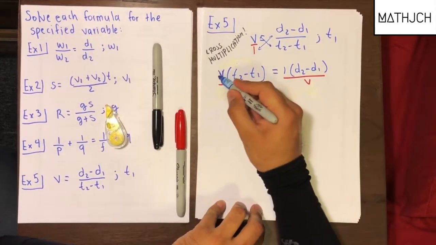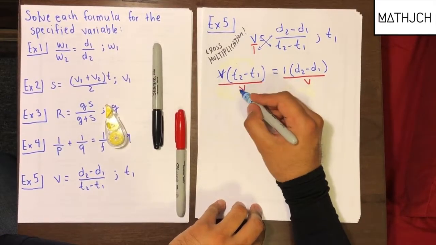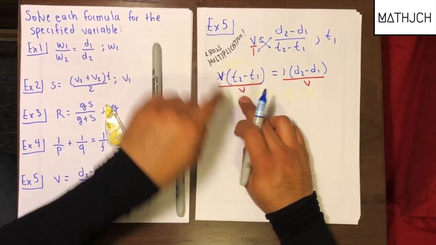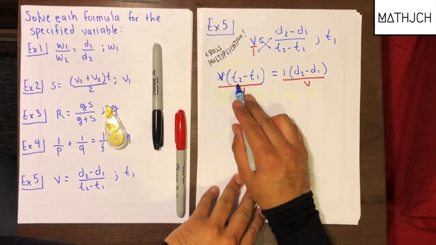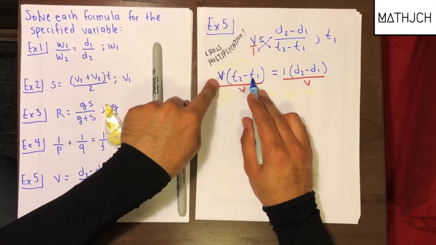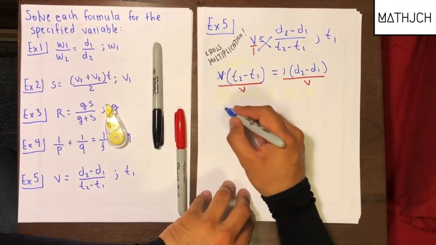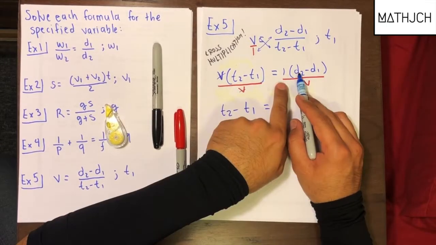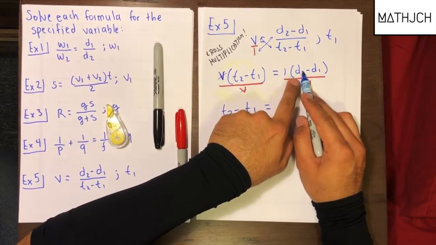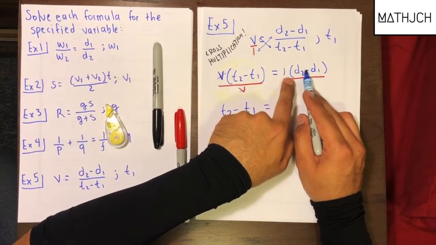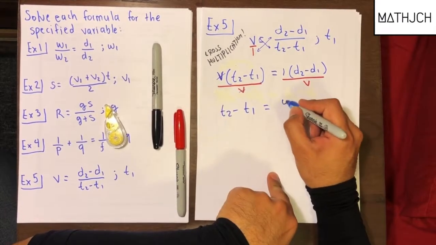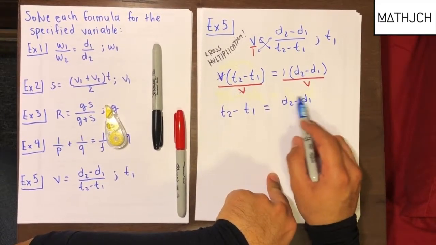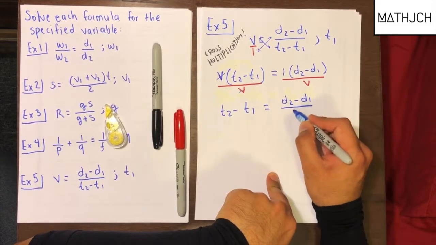So that way, this v that is multiplying all of this and this v that is dividing, notice that they are both outside of the parentheses, so we could actually cancel them. We are just left with t2 minus t1 equals, in the numerator, this 1 is going to multiply all of this, so eventually we're left with the same thing, d2 minus d1, because 1 multiplied by all of this is just all of that, divided by v.